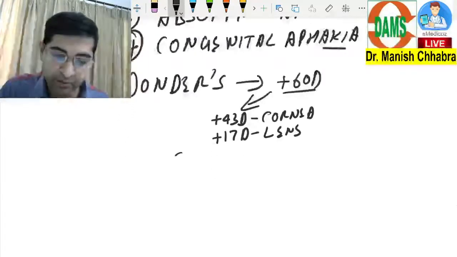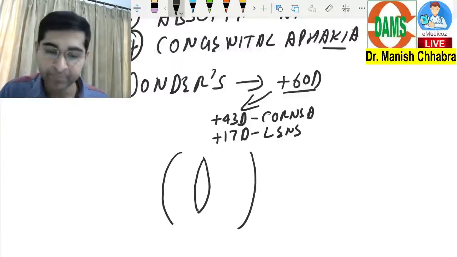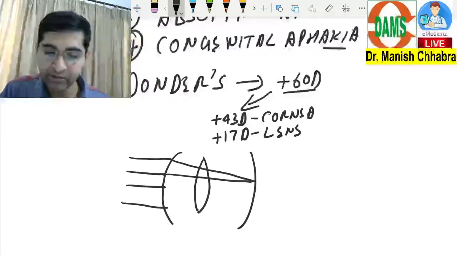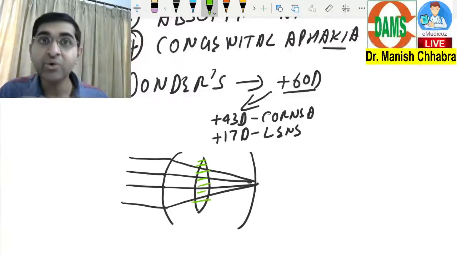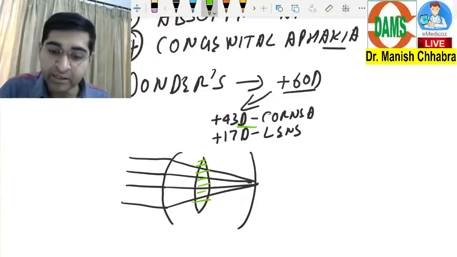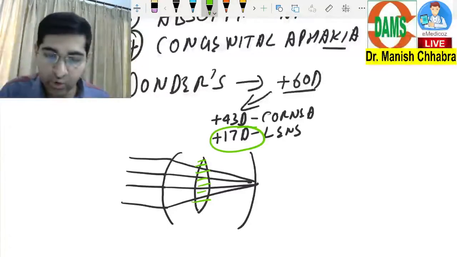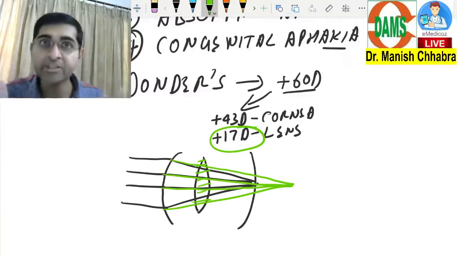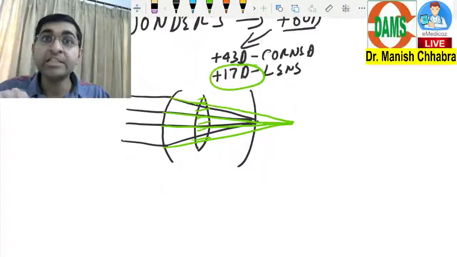So this is the cornea, lens and retina. Normally, what will happen? The light rays will converge here. Now when this lens is not there, it is not able to impart the 17 diopter component to the power of the eye. So ultimately the light rays are going to get converged behind. Am I understandable? Now having understood this concept, I am moving a step further.